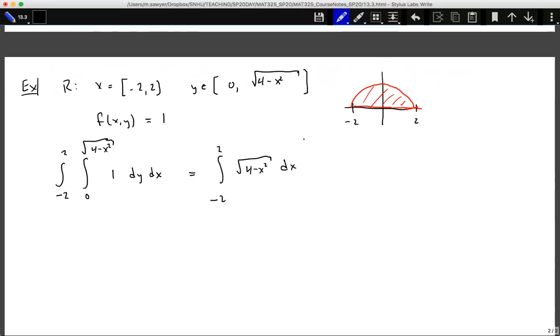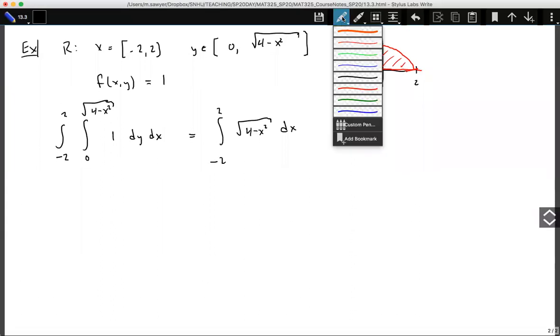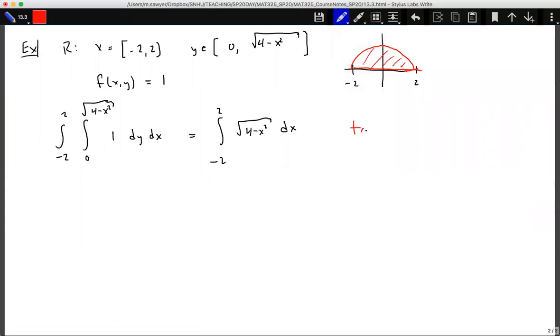Now, when you look at this, there's no u substitution that will make this work. This is not a nice, easy problem to solve. This is, in fact, something that you could use a trig substitution for. But if you recall from your Calculus 2 class, trig substitutions may not be your best friend. So let's look to see how to solve this in terms of a polar transformation.